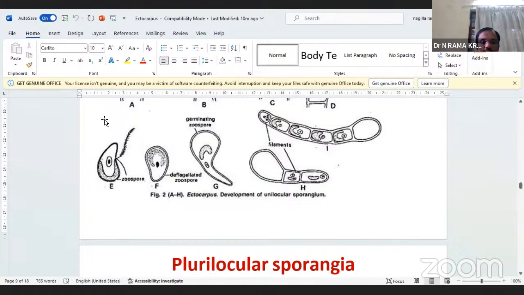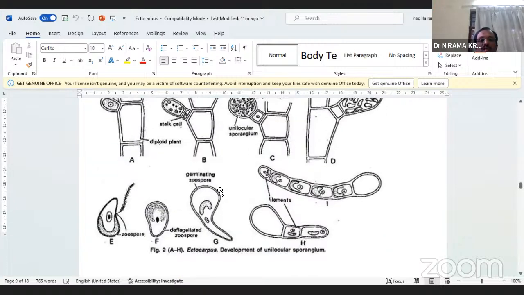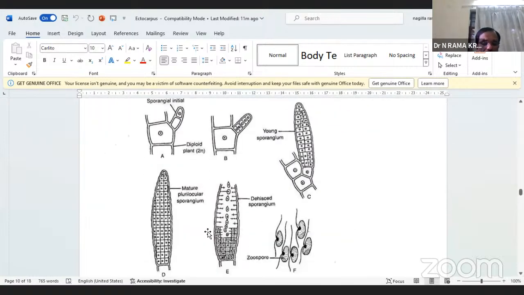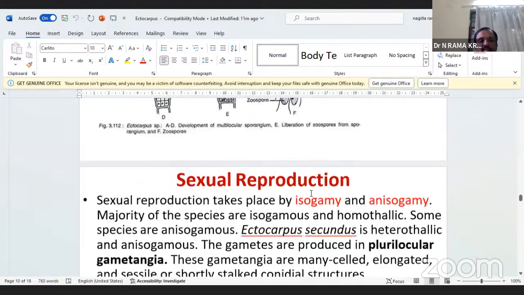Each uninucleate piece contains a single chromatophore. Finally, each piece is metamorphosed into a biflagellate zoospore. So this one is a zoospore. When it comes outside in this area, it automatically produces a new plant. Next, now you see the plurilocular sporangia.